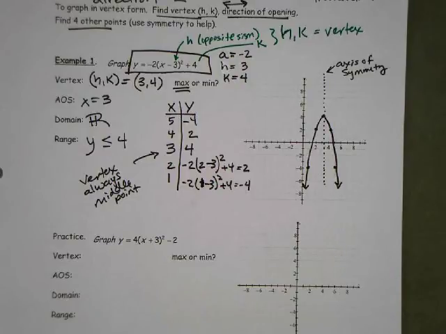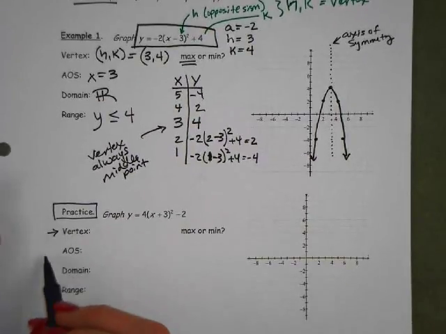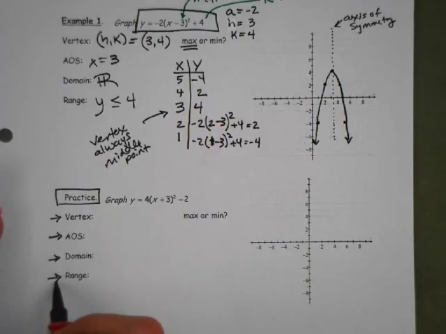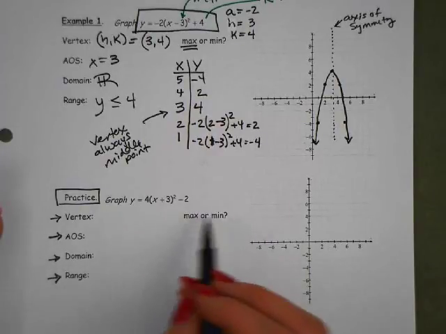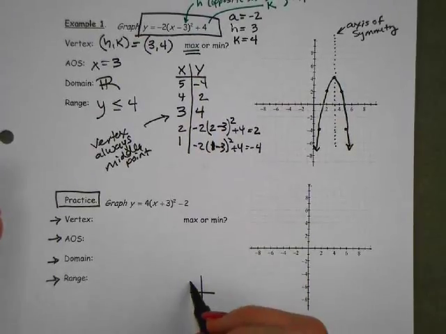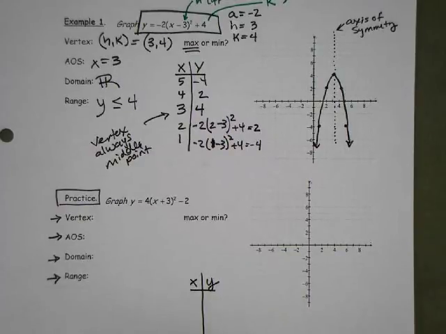Alright. Questions so far? Alright, why don't you guys practice, try this one here. What you want to do is name the vertex, the axis of symmetry, your domain and range, okay? And you'll know your range based on if it's a minimum or maximum. And you want to find 4 additional points. So go ahead and try that one on your own.